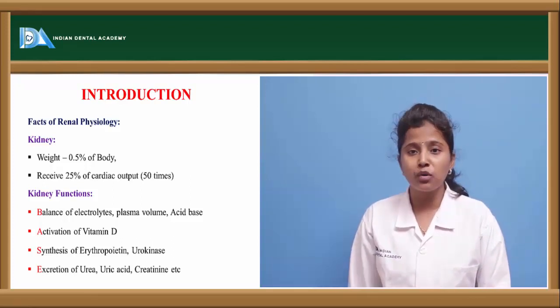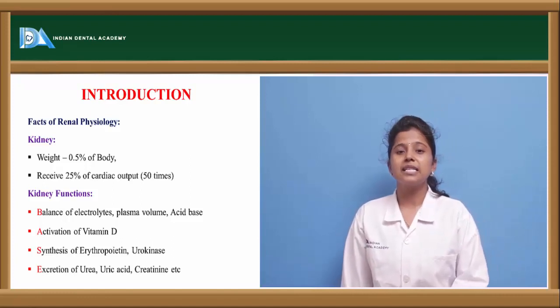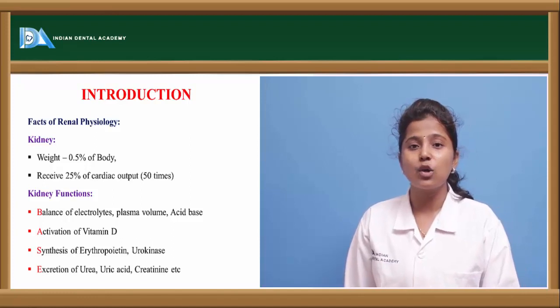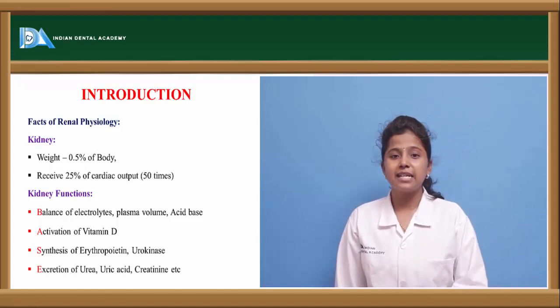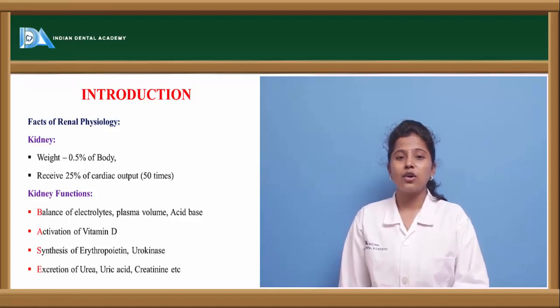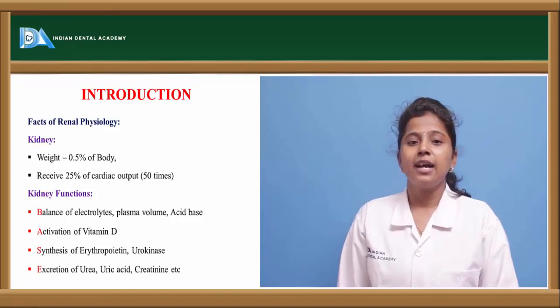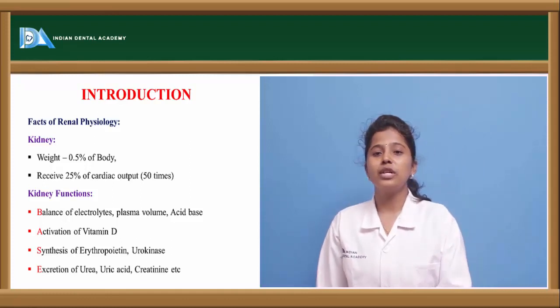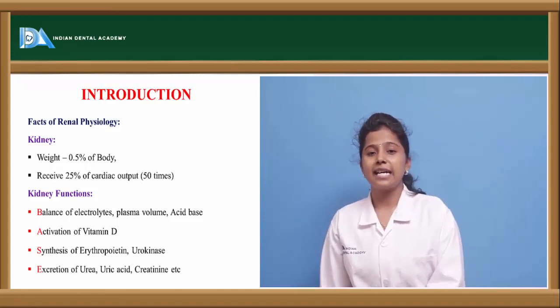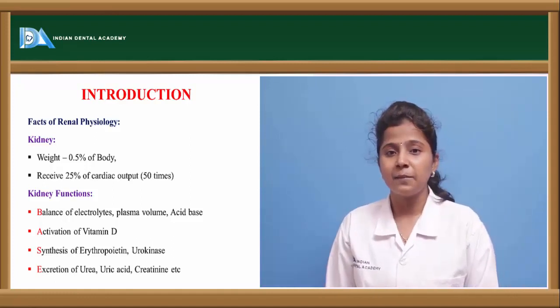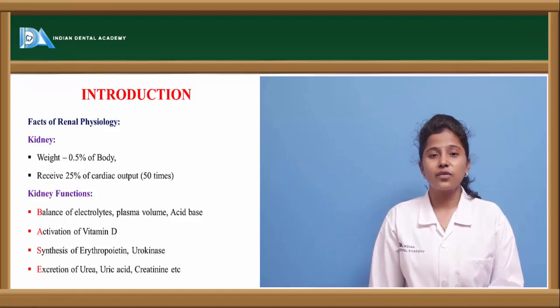Erythropoietin is a hormone which is used to increase the rate of production of red blood cells when there is increased oxygen demand. When there is increased oxygen demand for the body, erythropoietin increases RBC production. And E stands for excretion of urea, uric acid and creatinine. These are the waste materials which are to be eliminated from the body by the kidney. So these are the basic functions of the kidney.